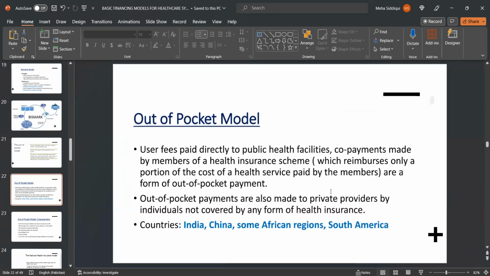User fees are paid directly to the public health facilities. Co-payments are made by members of a health insurance scheme, which reimburses only a portion of the cost of a health service paid by the members. So these are the forms of out-of-pocket payment. Out-of-pocket payments are also made to private providers by individuals not covered by any form of health insurance. The countries using this model are India, China, some African regions, and South America.